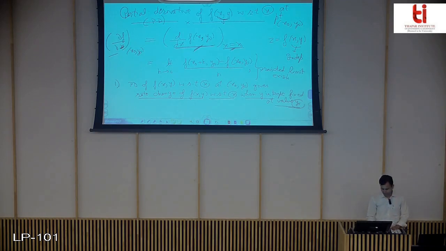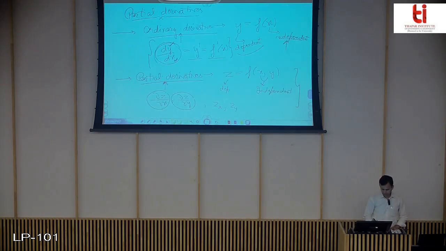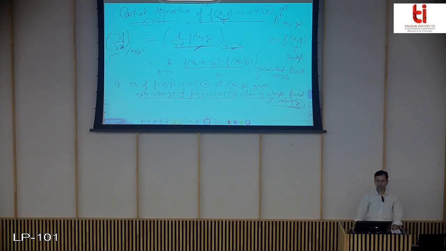Remember that before this you did the ordinary derivative. You know the ordinary derivative gives you a rate of change of y with respect to x: at what rate y changes with respect to x. Similarly, here when we are dealing with the partial derivative, it gives you the rate of change of f(x, y) with respect to x, and y is fixed at y equals y0.